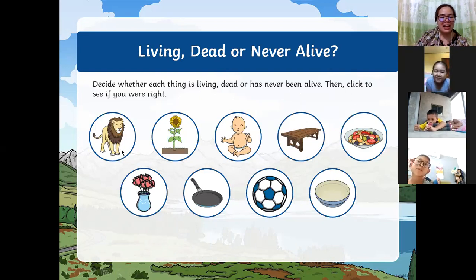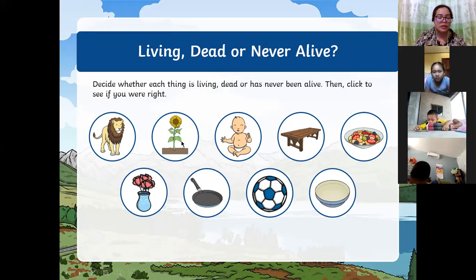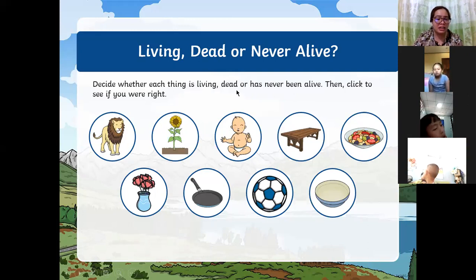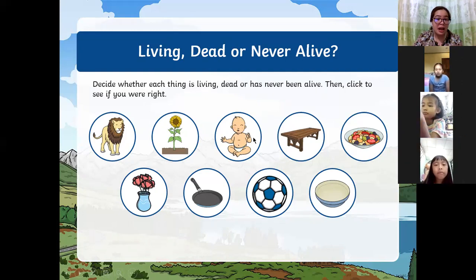Okay, so lion belongs to the thing which is living, or it has life. How about the flower? What do you call this one? Flower. So flower is what? Living, dead, or has never been alive? Living. Very good. How about this one? What is this? Baby. It's a baby. So baby is what? Living, dead, or has never been alive? Living.